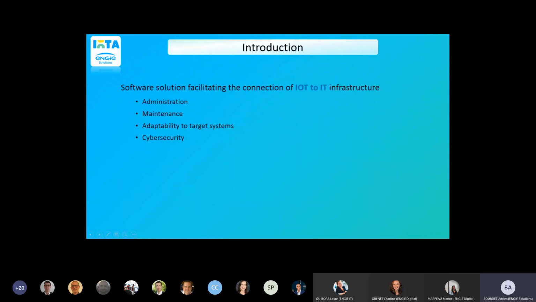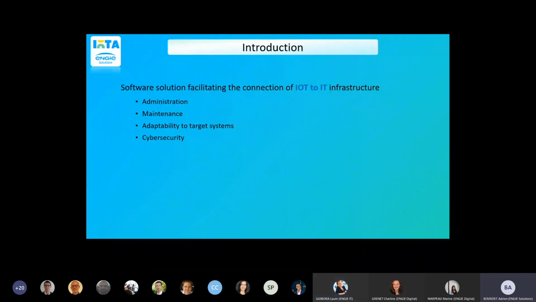Okay, so what is IOTA? IOTA is a software solution designed to facilitate the connection of the Internet of Things world and IT infrastructure. The four main features of IOTA are administration for asset management and sensor provisioning, and maintenance for monitoring sensor health, gateway status, radio signal quality, and data flow status.